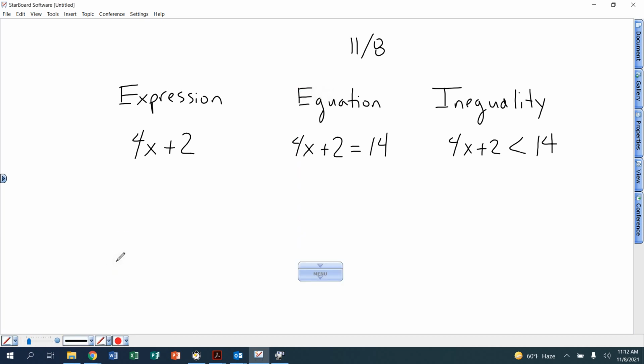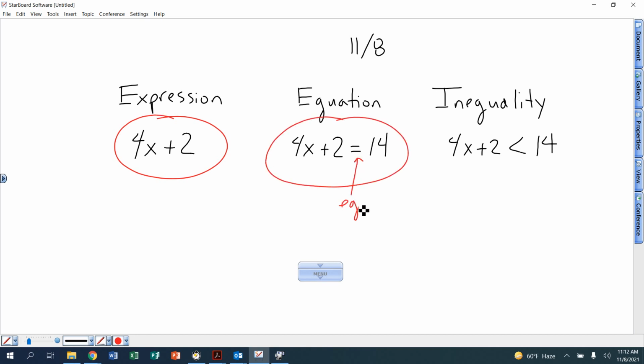An expression is just letters and numbers that's not equal to anything. An equation has 2 things that are clearly equal, has an equal sign in there. That is an equation. If I have what's called an inequality, there is no equal in there.